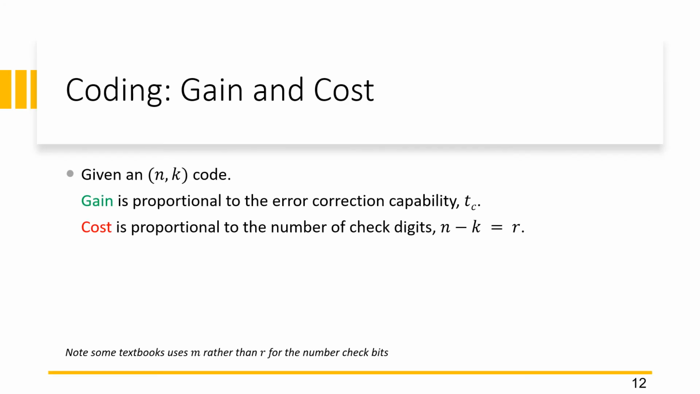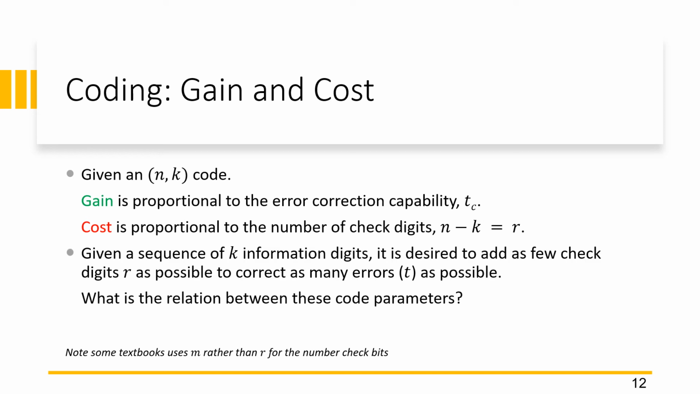What is the required dmin? Coding gain and cost. The gain is proportional to the error correction capability, how much we gain. And the cost is proportional to the number of check bits that we add. Now, given a sequence of k information digits, it's desired to add as few check digits as possible to correct as many errors t as possible. So the relation between these parameters will help us design the codes.